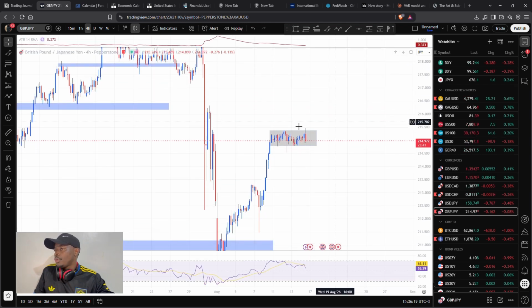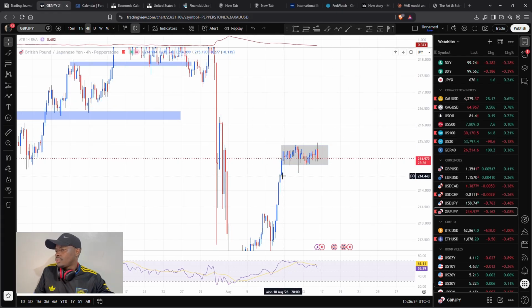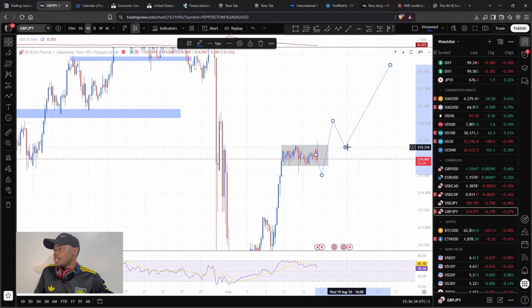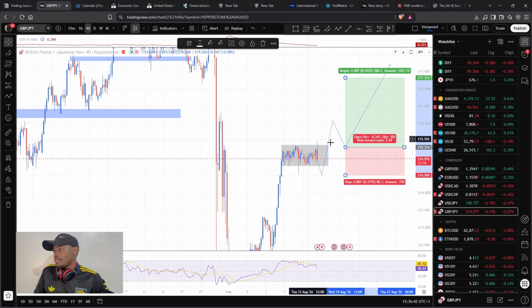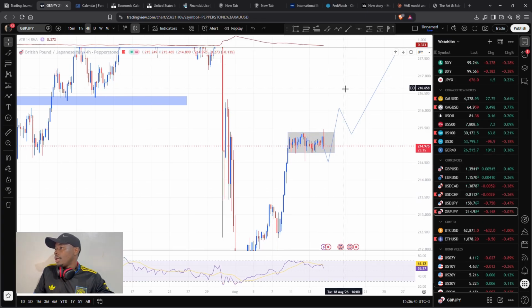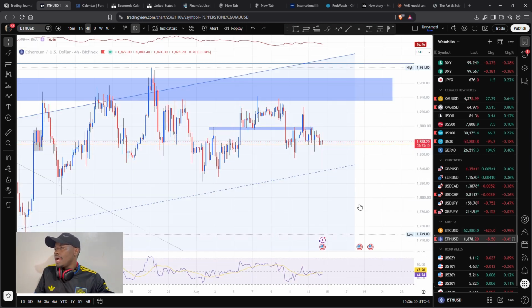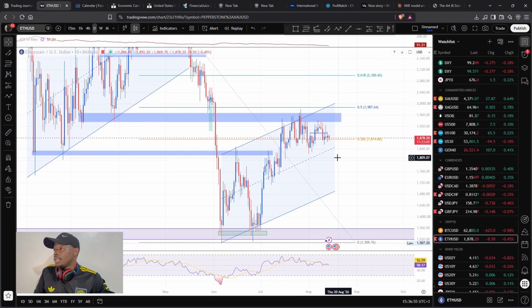GBP JPY, as you can see, it's consolidating right now. It has been consolidating for this whole week. So I'm waiting to see if we get a manipulation and then get that break, get that retest, and then maybe see it print higher. My entry will be maybe after we get that retracement into that consolidation zone, into that range.